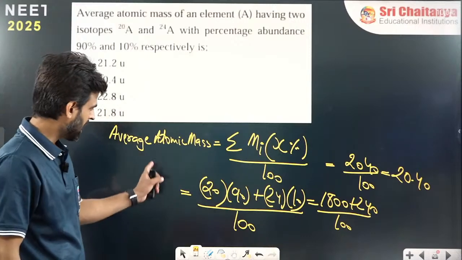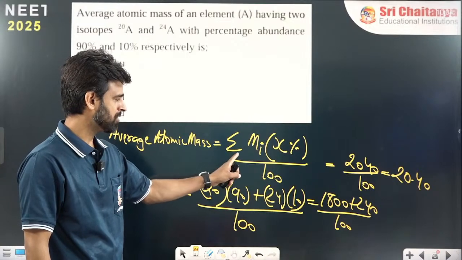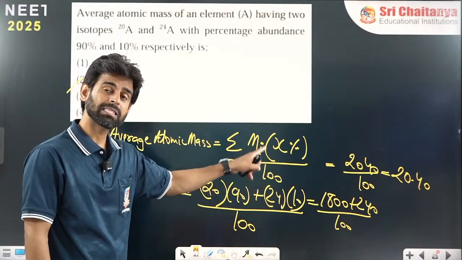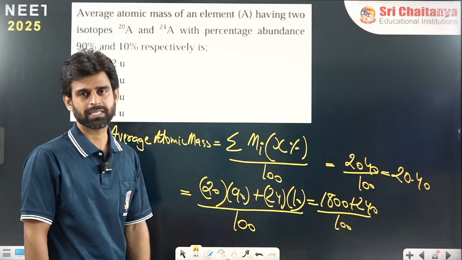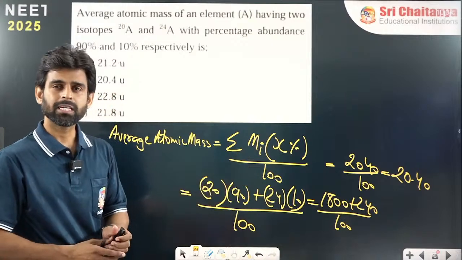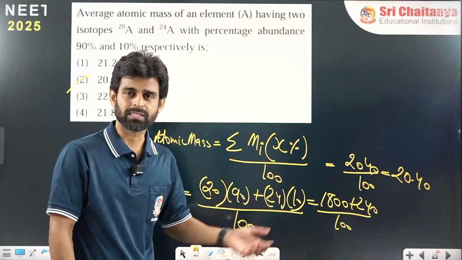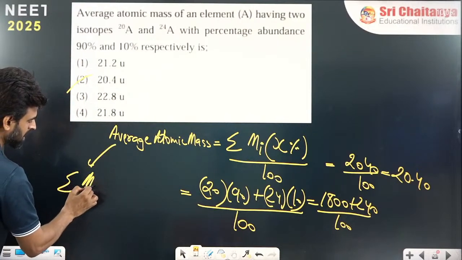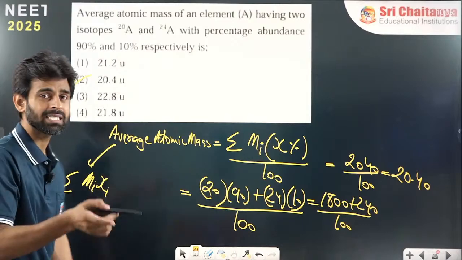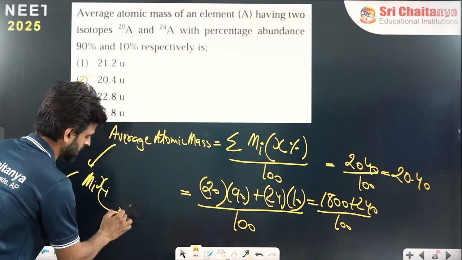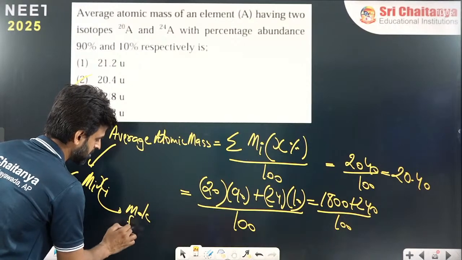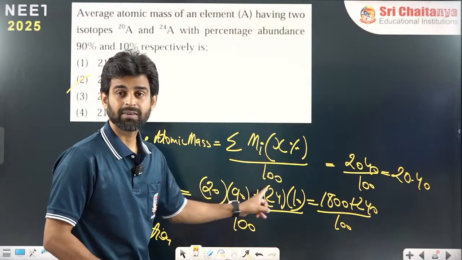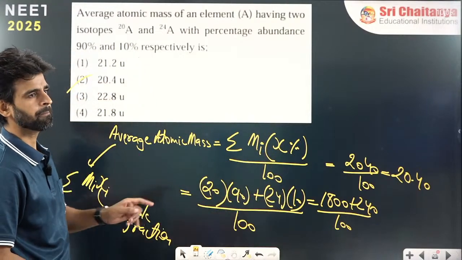Fine. Average atomic mass is the summation of the mass of the first isotope times its percentage plus the mass of the other isotope times its percentage, divided by 100. If they don't give us percentage but give us mole fraction, this way also we can find it: summation of mi xi, but here xi is just the mole fraction, not percentage. If they give mole fraction, then there is no need of 100. If they give percentage, then divide by 100. Okay, so see the difference. Good.